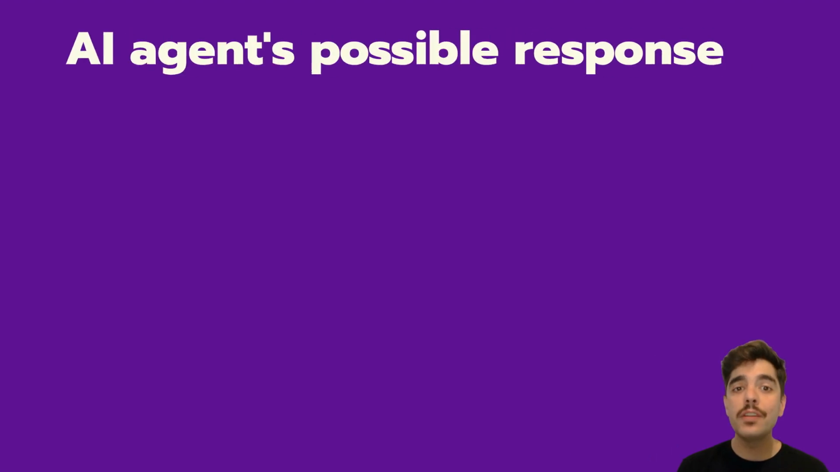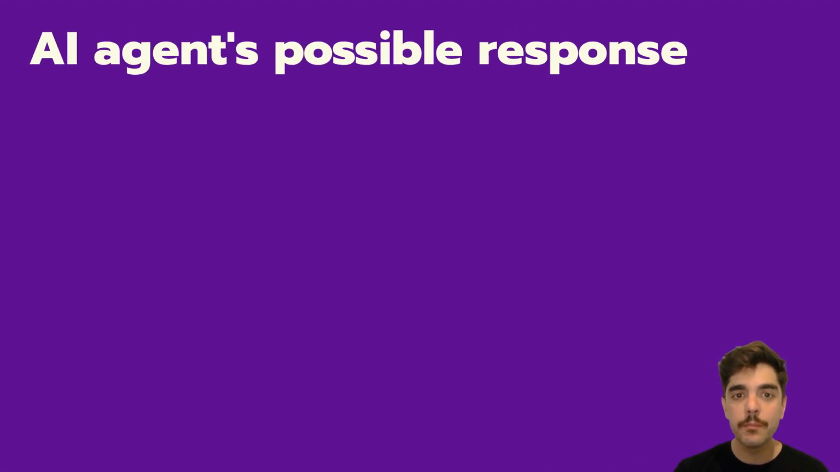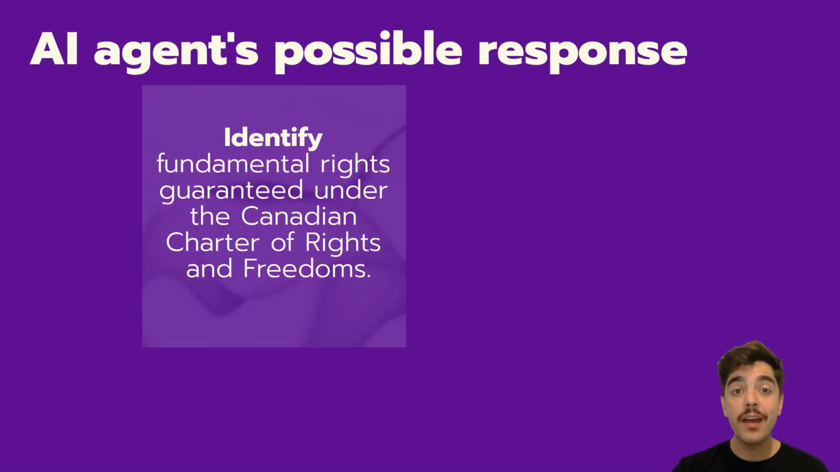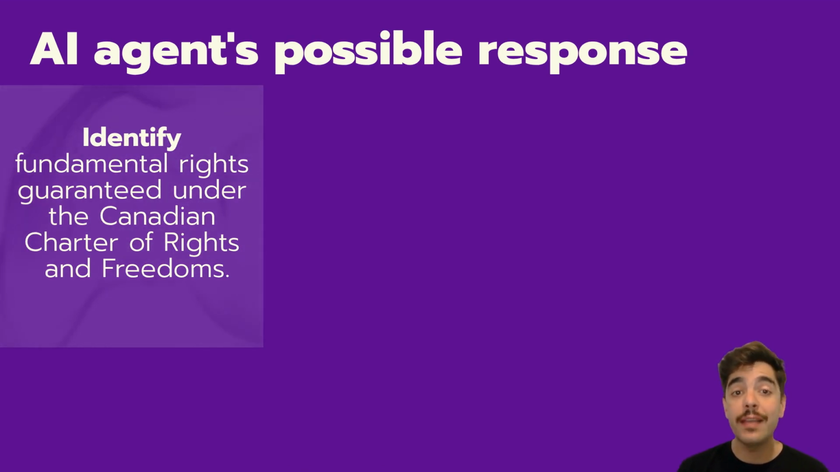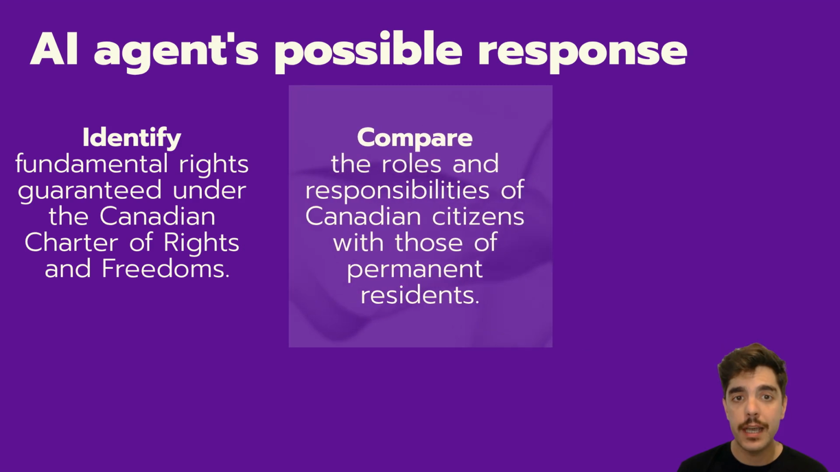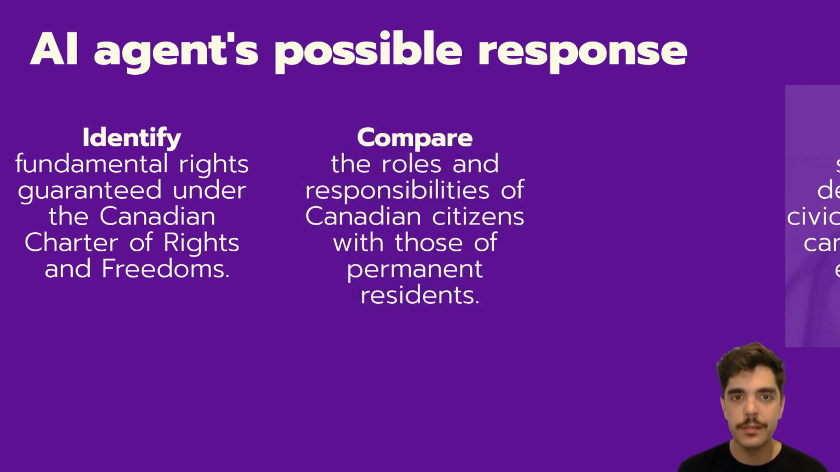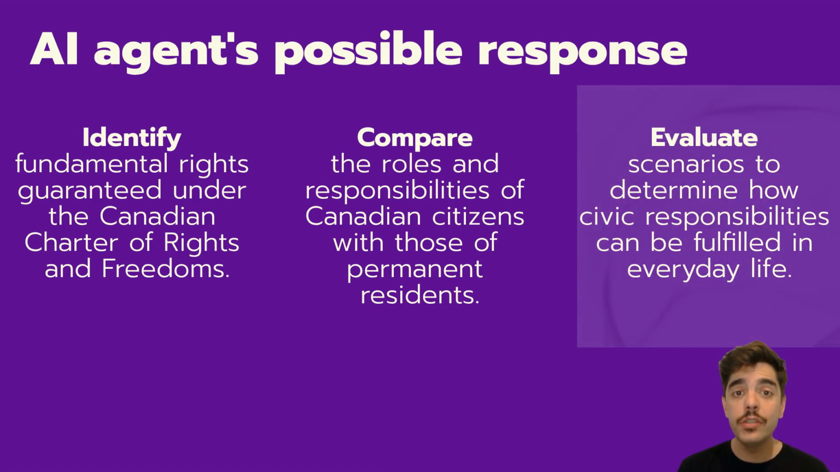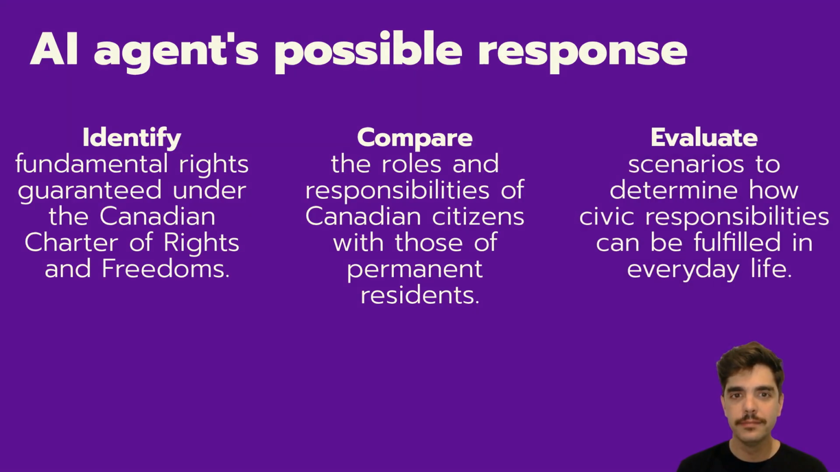And here's an example response your AI agent might generate using Bloom's taxonomy. Identify fundamental rights guaranteed under the Canadian Charter of Rights and Freedoms. Compare the roles and responsibilities of Canadian citizens with those of permanent residents. Evaluate scenarios to determine how civic responsibilities can be fulfilled in everyday life.